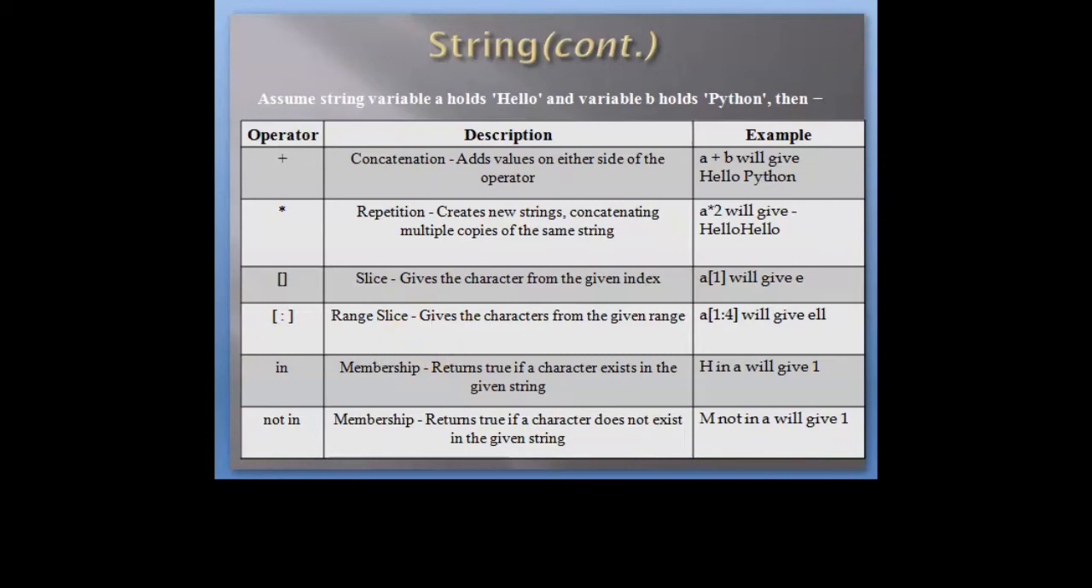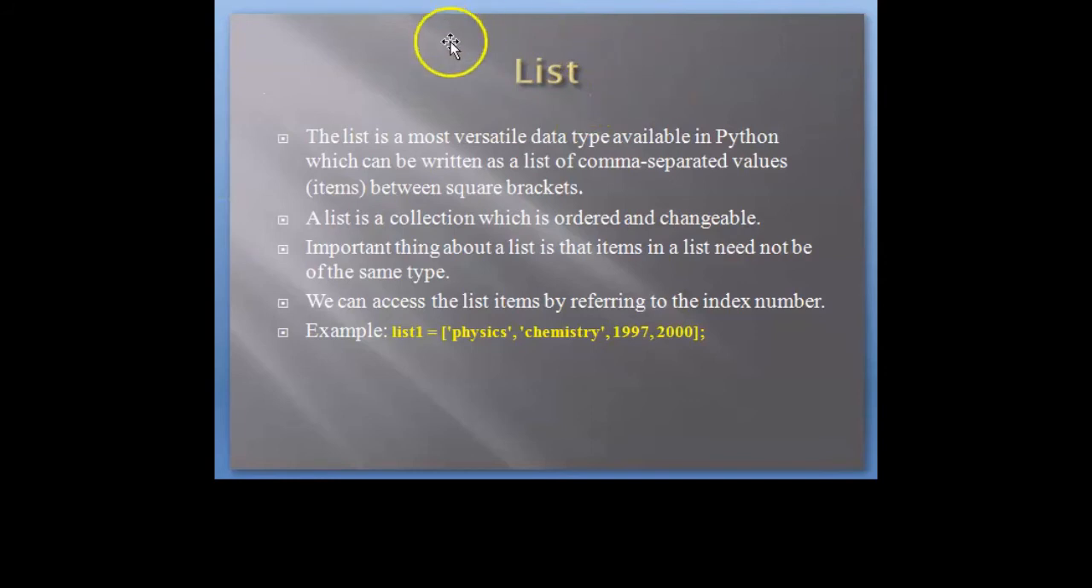So moving on to the next, that is list. This is important. I think list is the most versatile data type available in Python, which can be written as a list of comma separated values between the square bracket. You can see here we have an example. This is written in square bracket. The first item is physics. The second item is chemistry. The third item is 1997, and the fourth item is 2000.